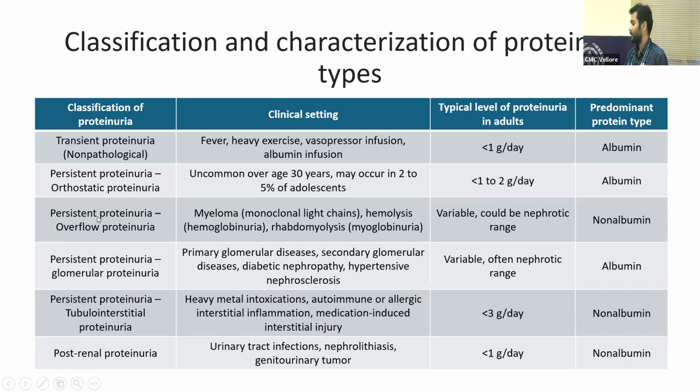Then the second type is orthostatic proteinuria. Orthostatic proteinuria means proteinuria will be there when the patient is in standing position. When recumbent, it will not be there. This is very common in younger patients, but mostly it is a benign condition. To confirm orthostatic proteinuria, you have to use split urine collection.